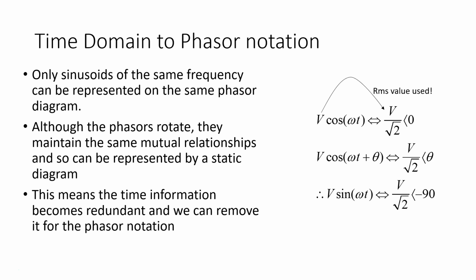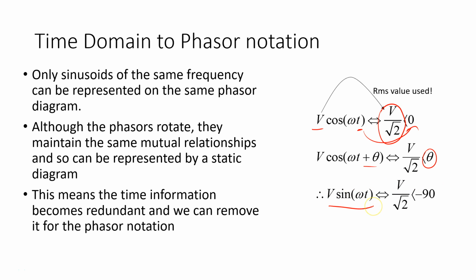So all I do simply to translate between the time domain and the phasor domain, as we just showed, is take the magnitude, turn it into the RMS, and then look at what the phase is and turn that into the angle. So plus theta will be theta here.